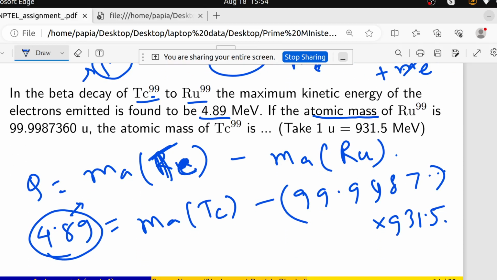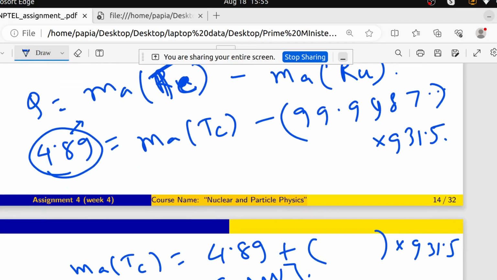Then MATC will be nothing but 4.89 plus MARU as a whole into 931.5. This will be in MeV unit. Now what we will do is divide by 931.5. This will be the answer. So let's just calculate that answer.